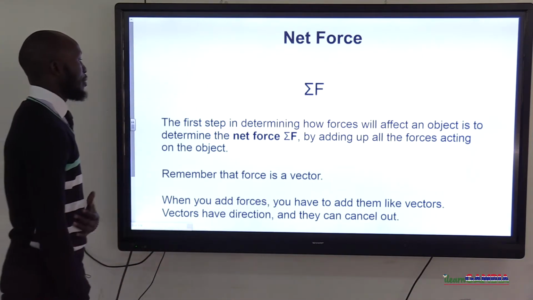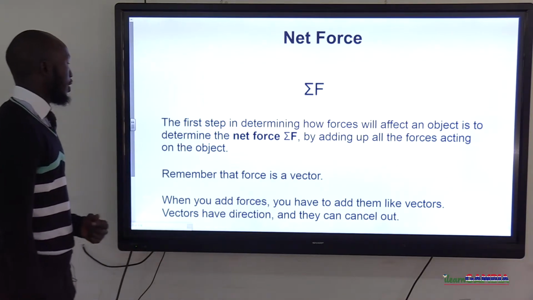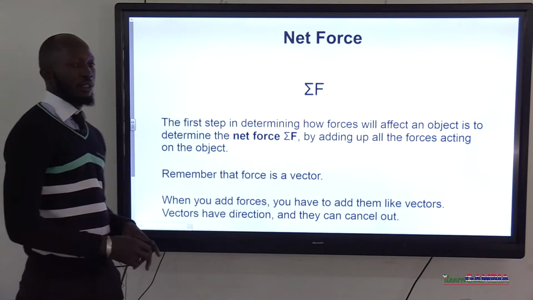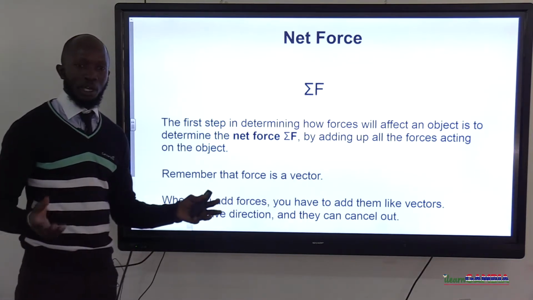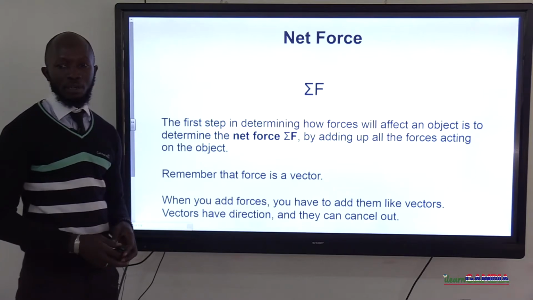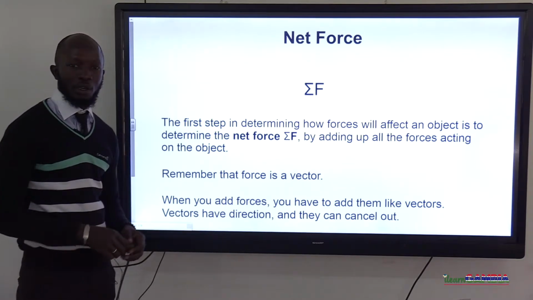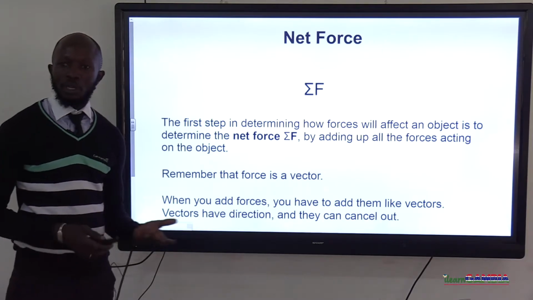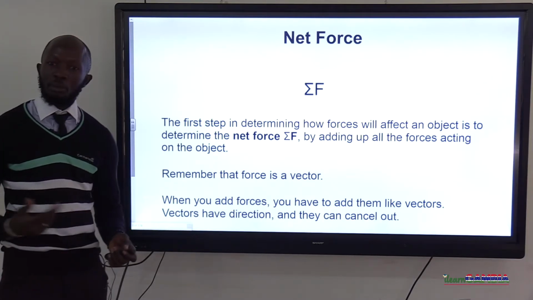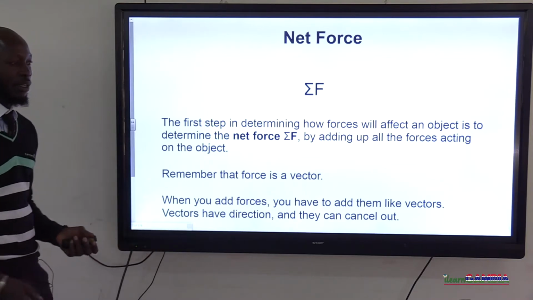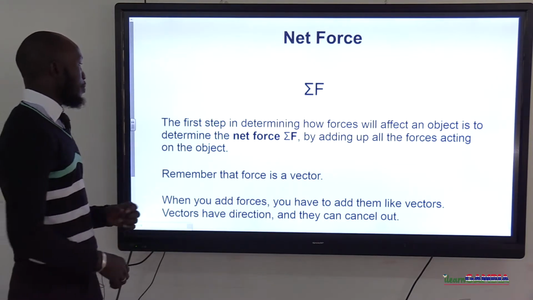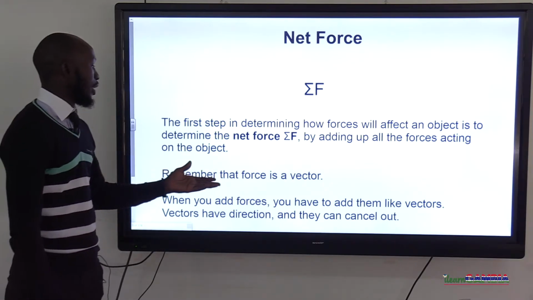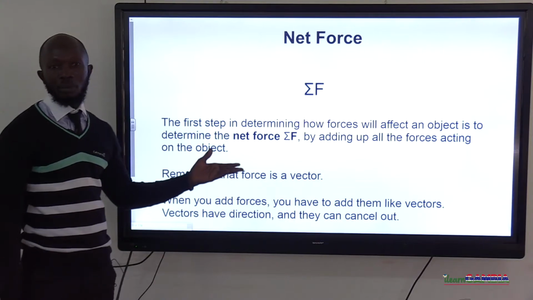The first step in determining how forces will affect an object is to determine the net force. Yes. If you want to know what forces will really affect a particular object, you always need to determine what the net force acting on that particular object is. If you don't do that, then it will be difficult for you to establish what the effect is going to be, whether it's going to be a push, or a pull, or a crash, or whatever. You need to know that by adding up all the forces acting on the object. Remember that force is a vector. This is a very important point.